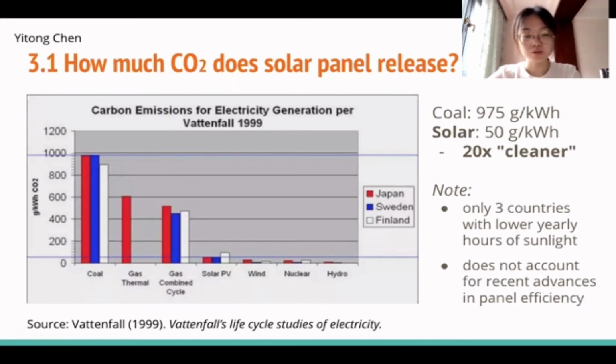Well, it is worth noting that this study only looked at 3 countries, Japan, Sweden, and Finland, which tend to have lower yearly hours of sunlight. And this study also does not account for recent advances in panel efficiency over the years, so the efficiency of solar is actually probably much higher.